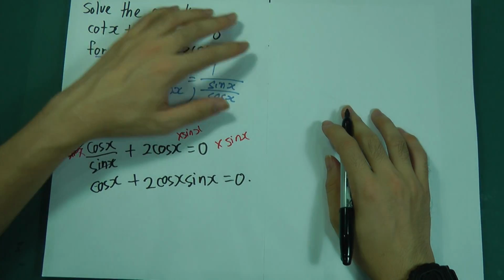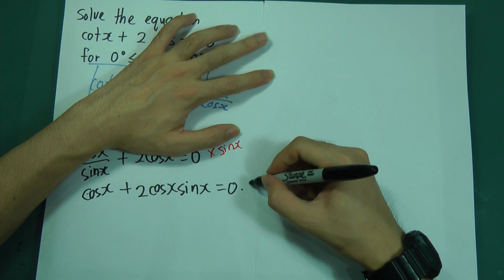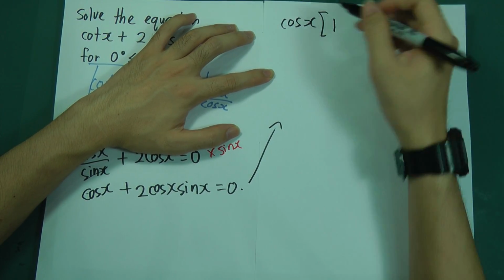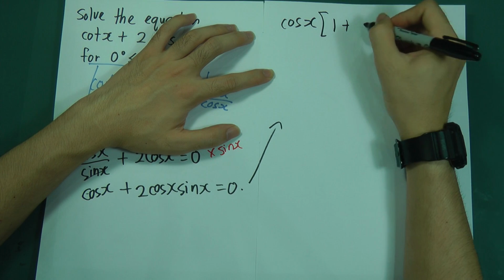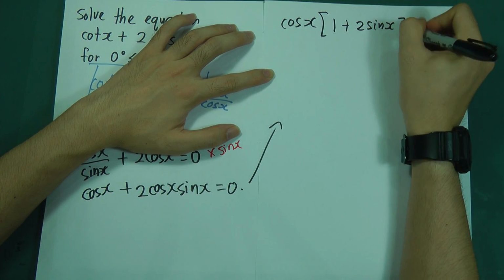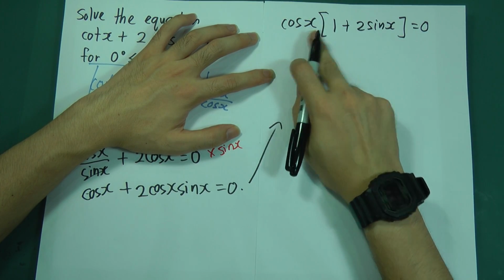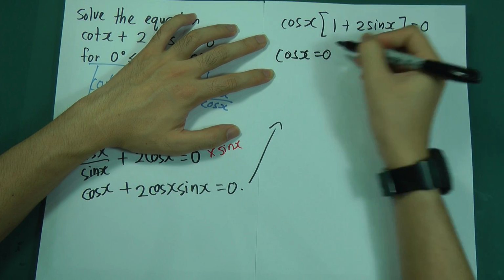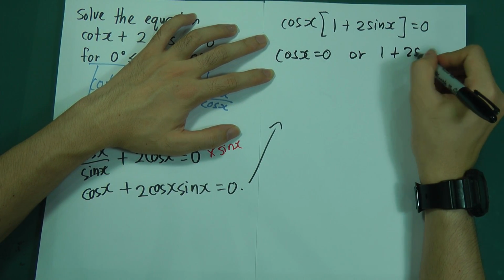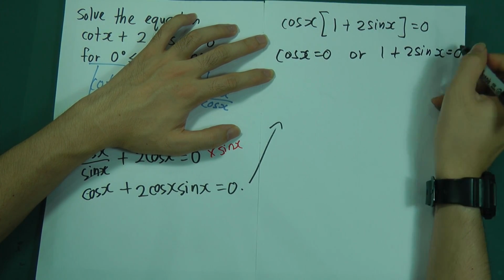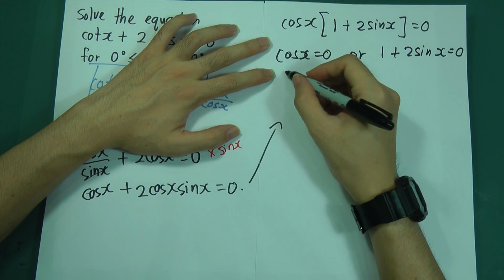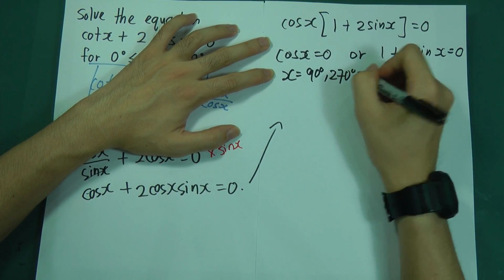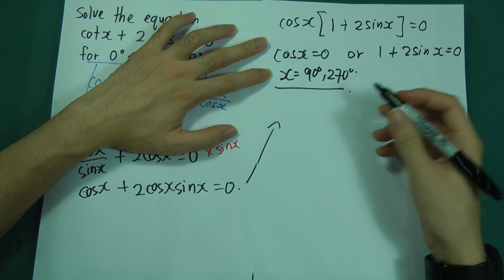Next, I do what I did in the last few examples. On the top here, I factorize out cos x. Then I have cos x times 1 plus 2 sine x equals 0. Therefore, cos x equals 0, or 1 plus 2 sine x equals 0. When cos x equals 0, as I just mentioned, you get two important angles, which are 90 and 270. Just memorize this, and you will get 1 or 2 marks for this.